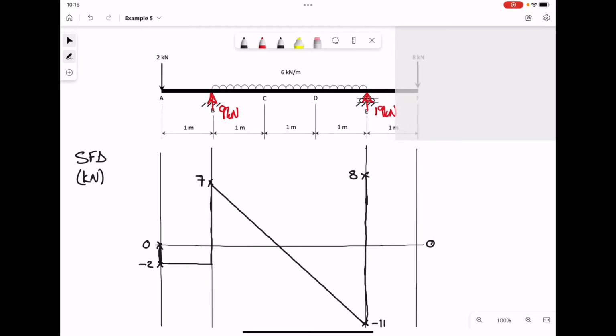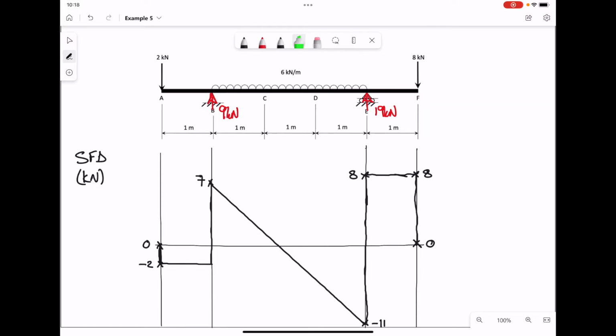Then moving along the last part of the beam, the resultant force we have stays at 8 until we come to the very end of the beam to reveal the 8 kilonewtons on the very end, and that will cause us to drop from a value of 8 back down to 0 to close off our shear force diagram. And that's our shear force diagram drawn for our beam.